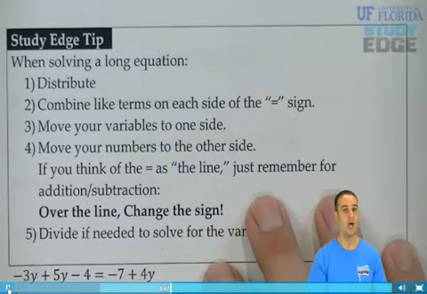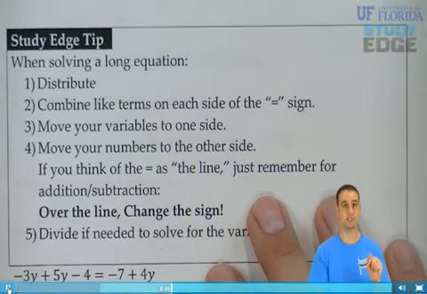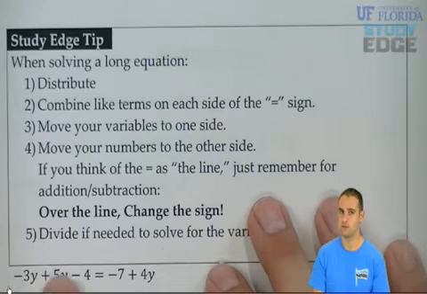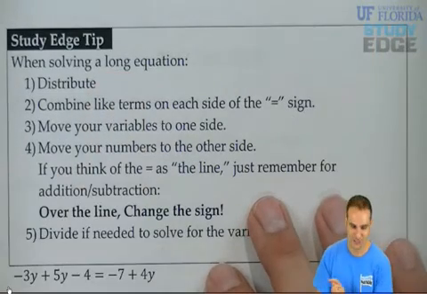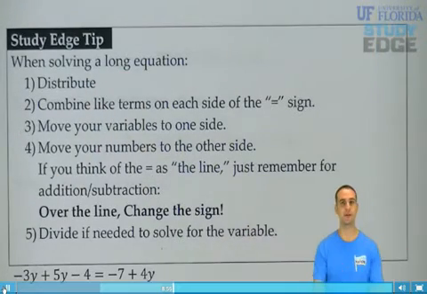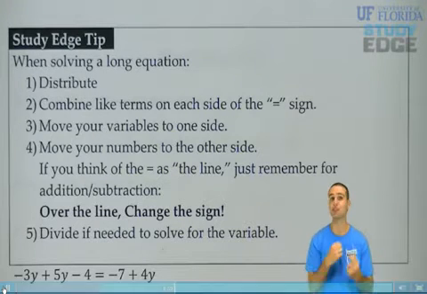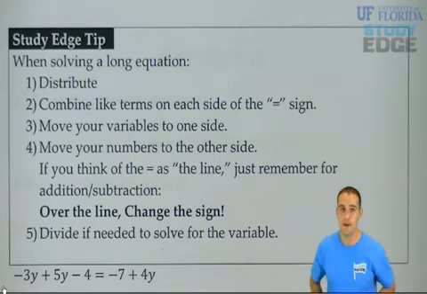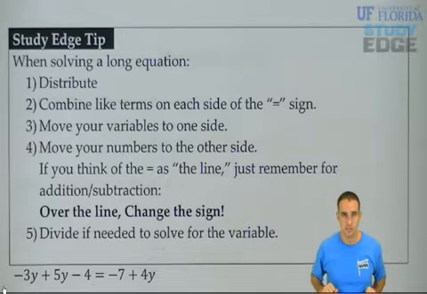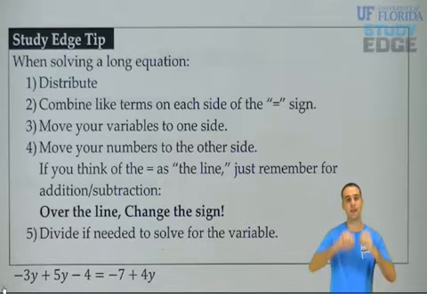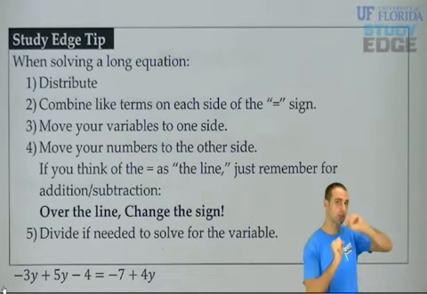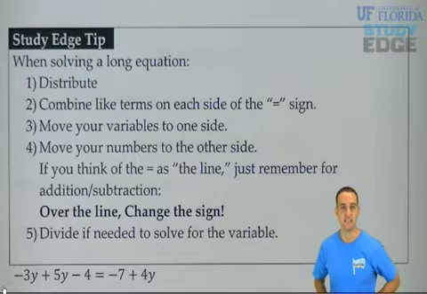Here is the process for a longer equation. If you see parentheses, we're going to distribute if needed. Then, combine like terms on each side of the equation. After that, move your variables to one side, your numbers to the other, and divide if needed.